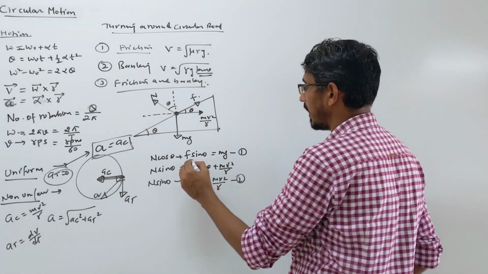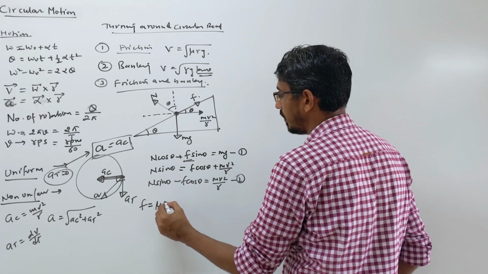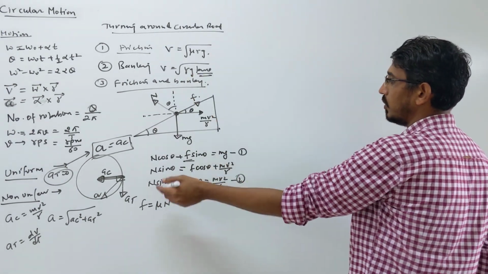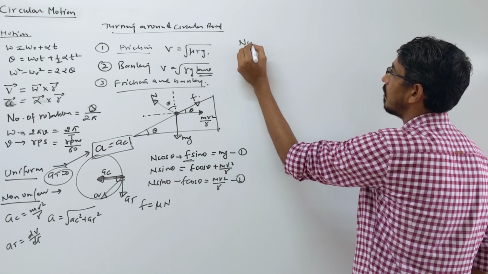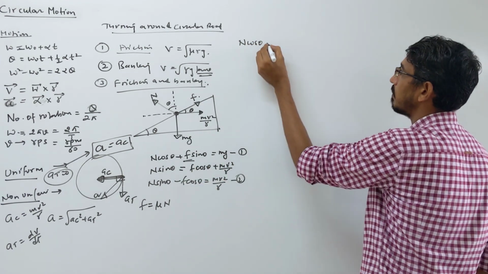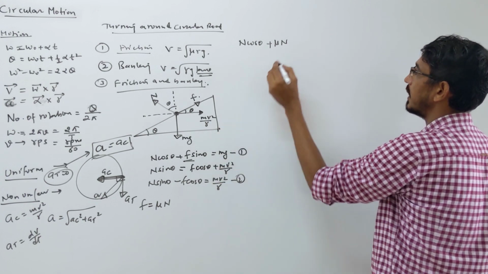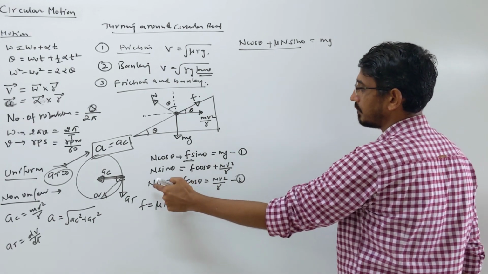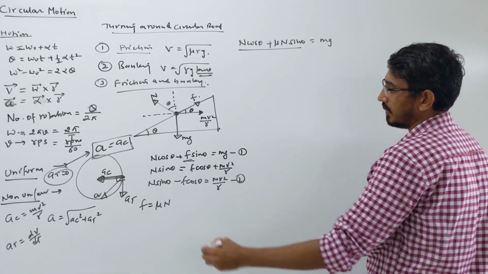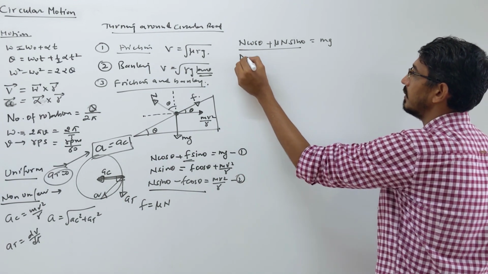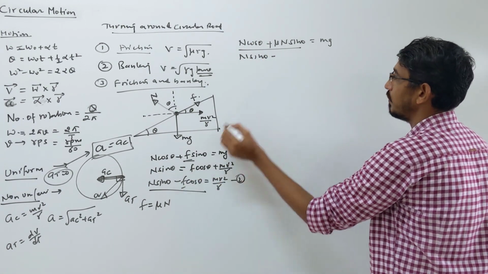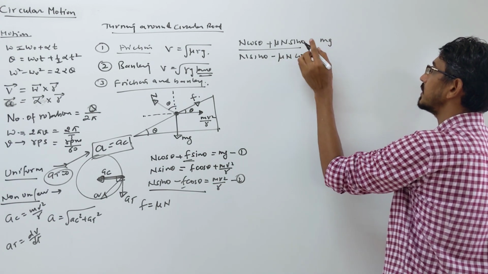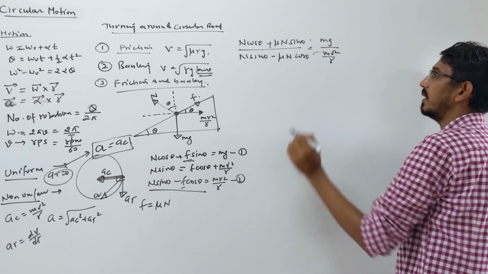So here you do a replacement of the frictional force. Frictional force is simply mu into N, correct. You replace that and then you divide these equations. So I am writing directly. It becomes N cos theta plus mu N sin theta is equal to mg, divided by this equation: N sin theta minus mu N cos theta is equal to mv square by r, right.